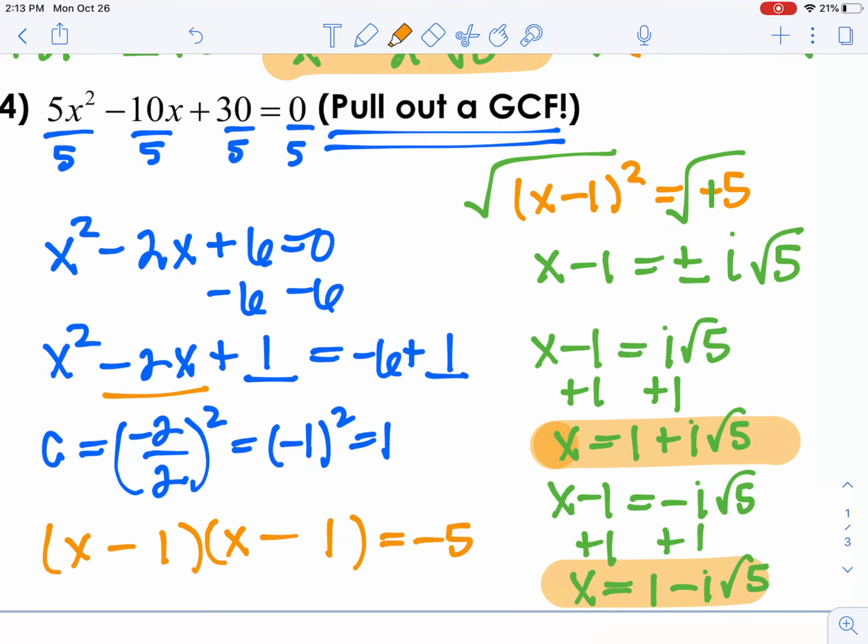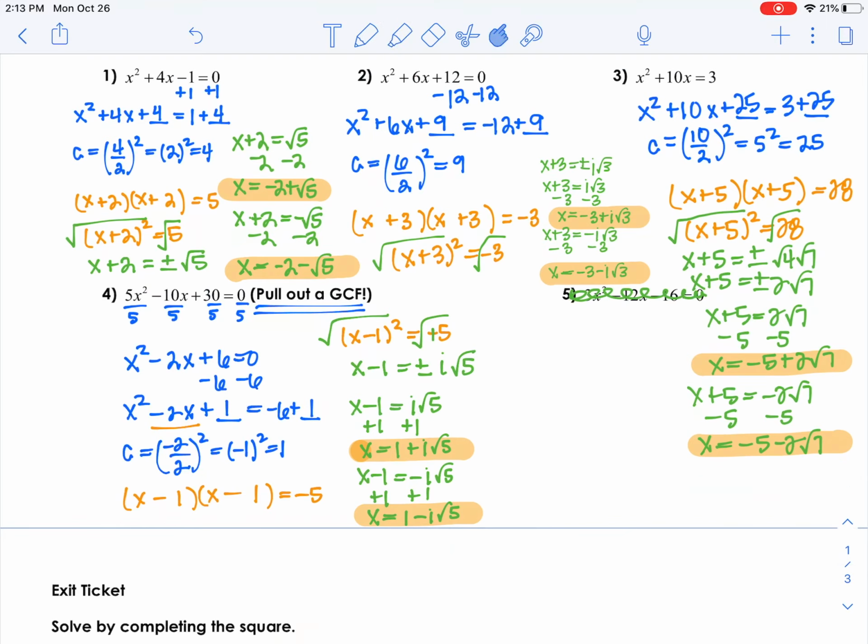Now let's recall the types of solutions we can get. In number 1, we had no i in our answer and we got 2 solutions. So those are 2 real solutions that would have 2 intercepts. Number 2, both of our solutions had an i. Both of them were imaginary. So those guys are 2 imaginary solutions, so that would have no intercepts. 3, no imaginary, so 2 intercepts, 2 real solutions. And 4, both imaginary, so 2 imaginary solutions means no intercepts.